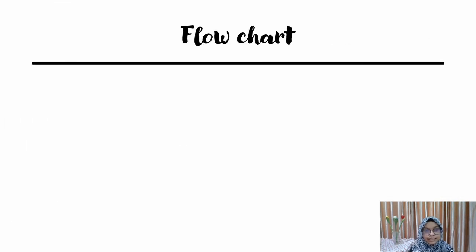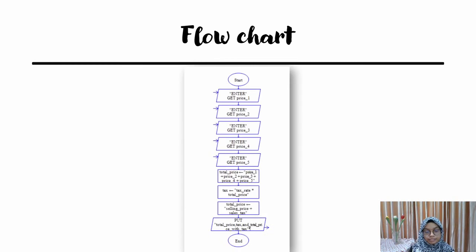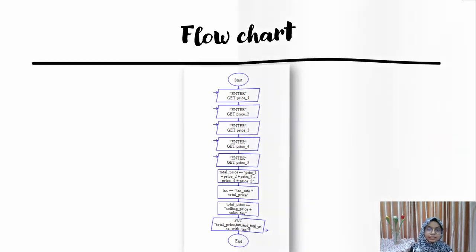For flowchart, start with input the first price, second price, third price, fourth price and fifth price, and then use the process, the total price process, and then go to the tax process, and then go to total price process, and then it will display total price, tax and total price with tax.